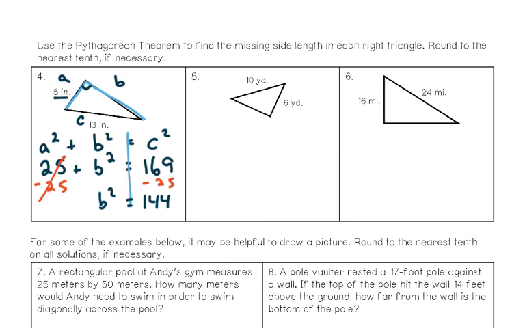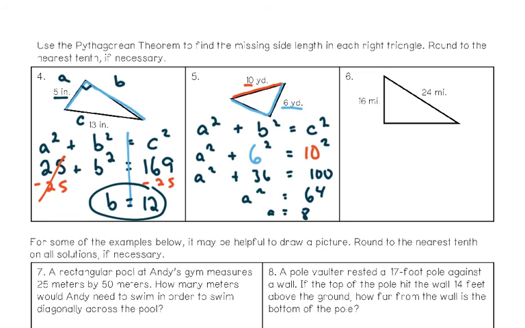I know that to find what b equals, I need to do the opposite of squared. So square root. The square root of b squared cancels, so it's just b. And the square root of 144 is just 12. So that's how you find the missing side length if you're given the hypotenuse. You solve it like it's an equation. So go ahead and try number 5 and 6 by yourself. Pause the video now to do that, and then press play when you're ready to check.